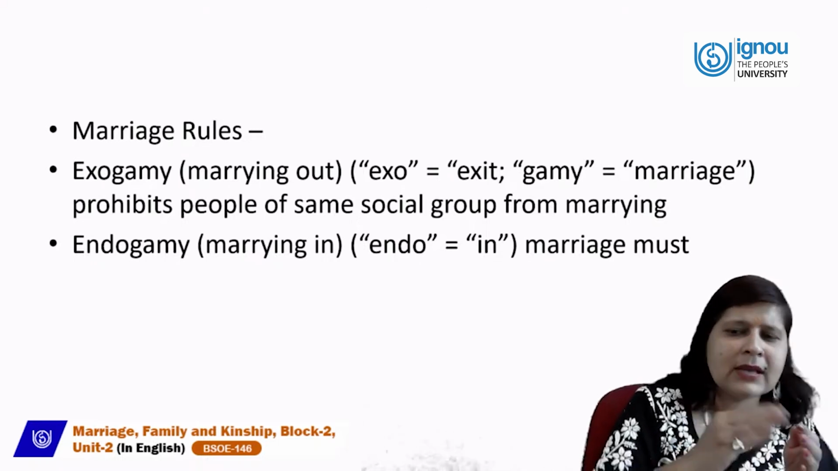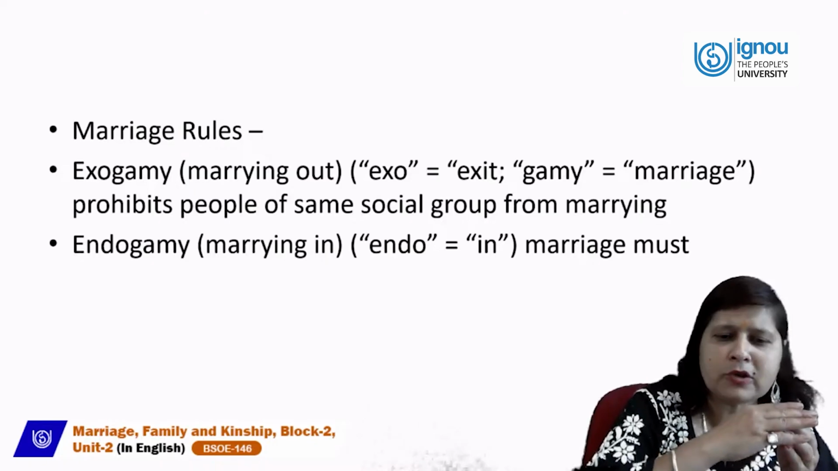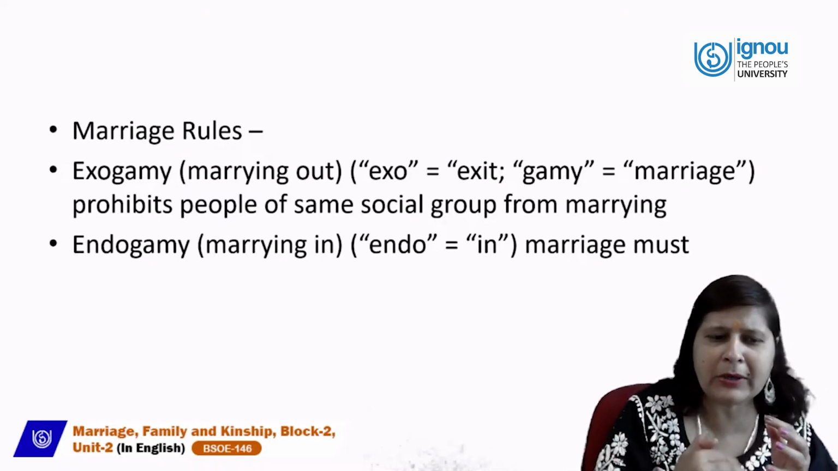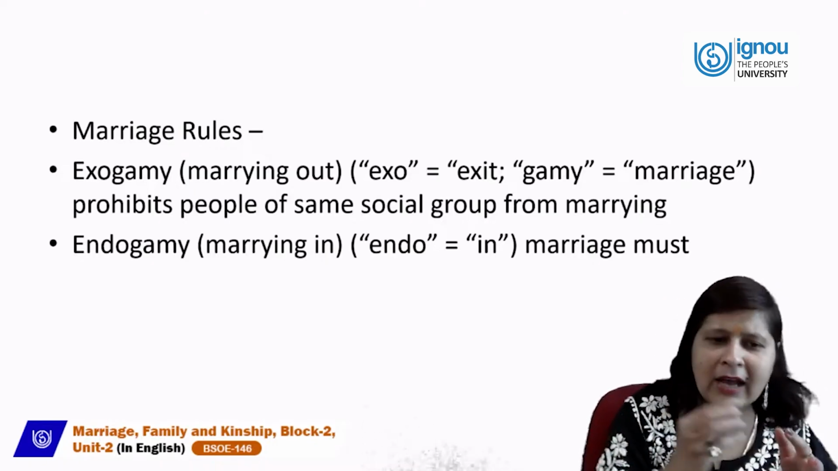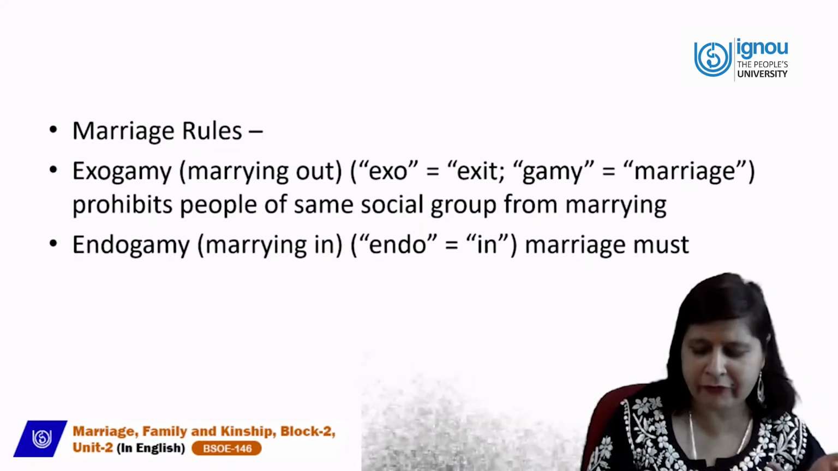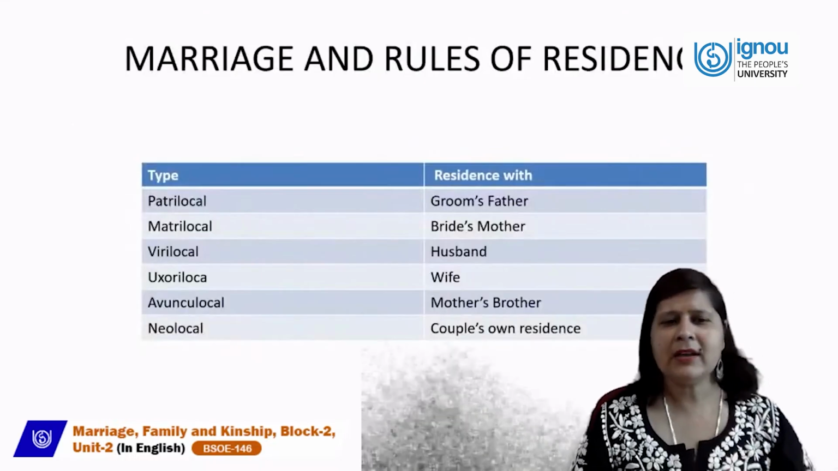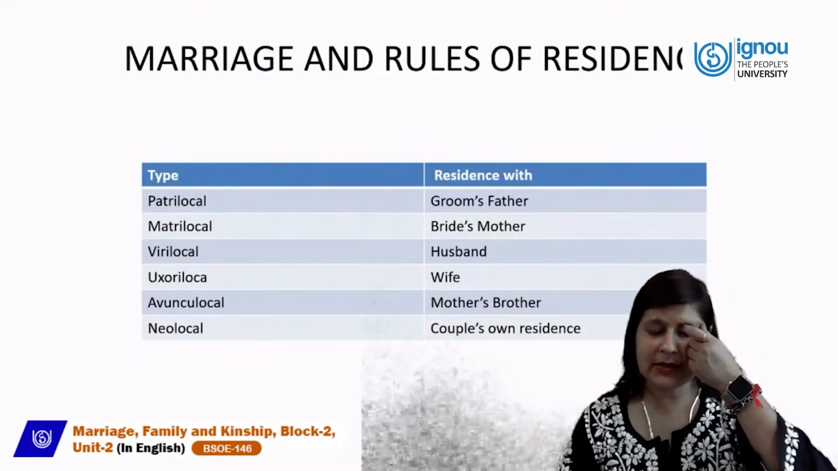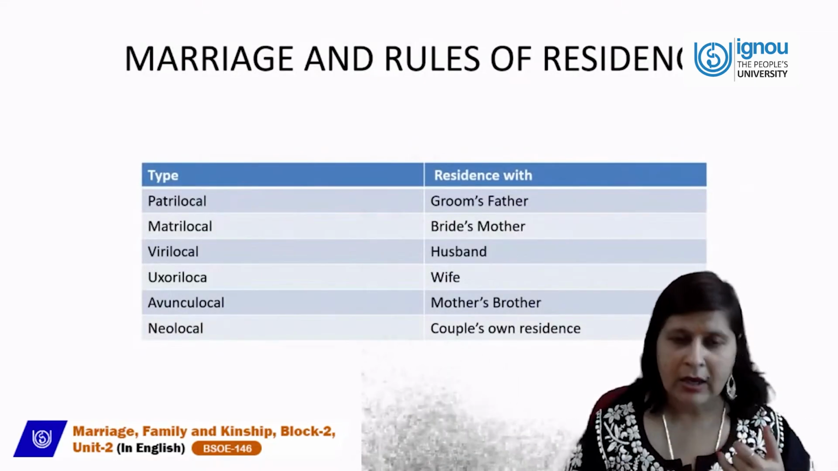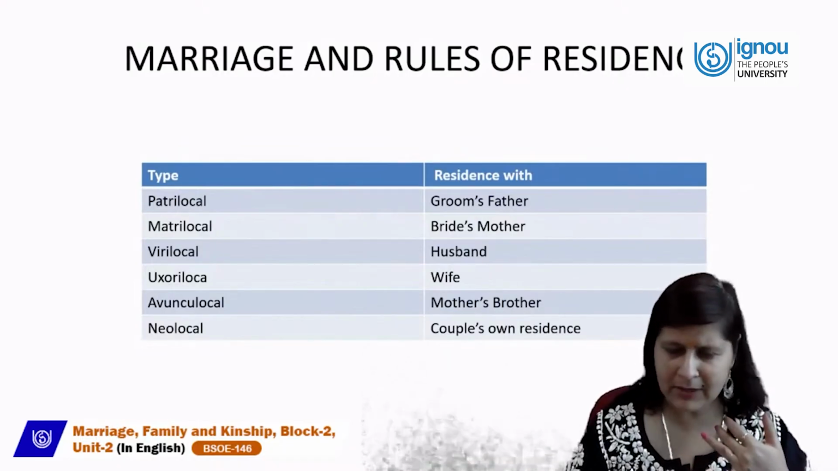So exogamy prohibits people from marrying within the same group. What is endogamy? That is marriage within the group. Preferential marriages are endogamy, right? Marriage and rules of residence. We discussed marriage, the marriage rules, and endogamy and exogamy.